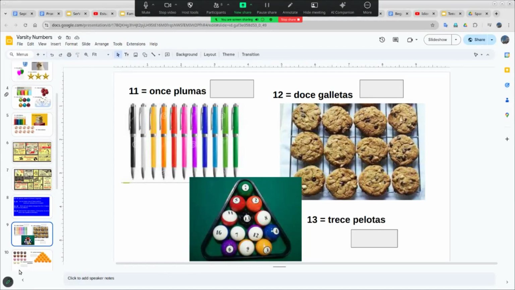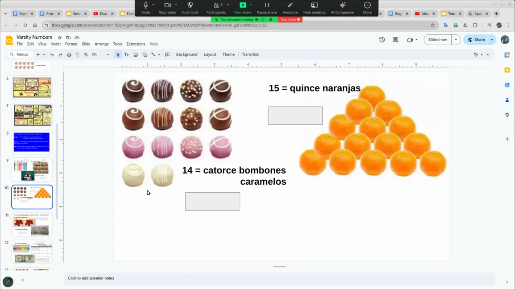13 pelotas. Okay, vale. 13 pelotas. Okay. Here comes kind of what my teenage students used to call the long word. It looks a little bit like cuatro, but there's a lot of things switched around there.